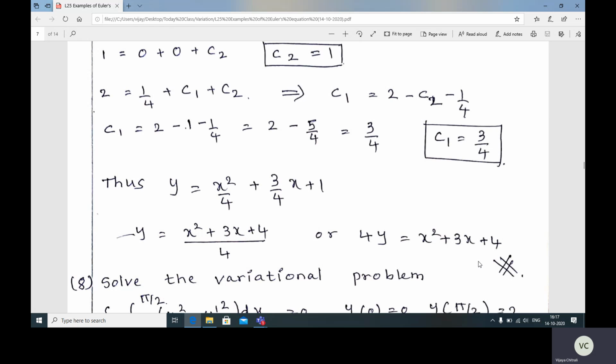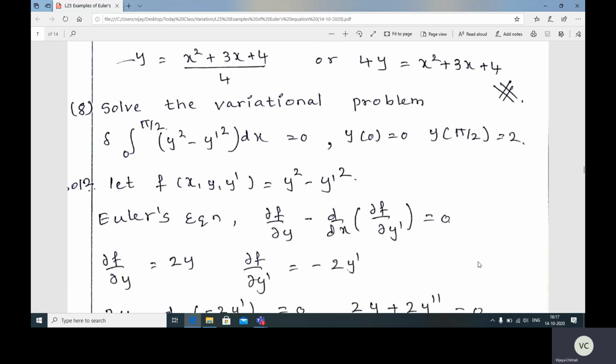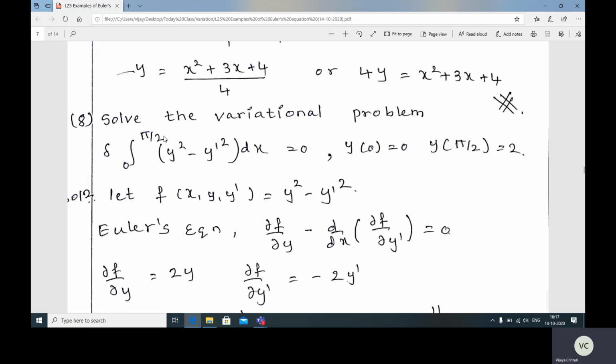Now move on to the next example. Solve the variation problem. Delta integration from 0 to pi by 2 of y square minus y dash raised to 2 dx is equal to 0, and conditions y of 0 is equal to 0, y of pi by 2 is equal to 2. So compare this with delta I is equal to 0. So here the I is integration from 0 to pi by 2 of y square minus y dash raised to 2 dx. We want f of x, y, y dash. So f of x, y, y dash is y square minus y dash raised to 2.